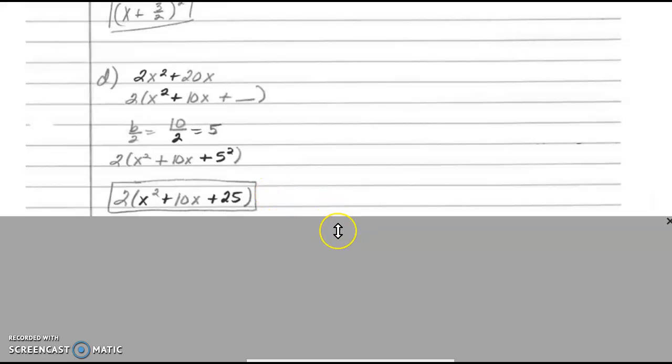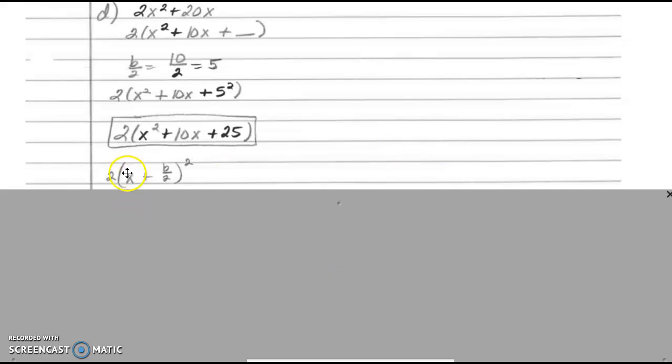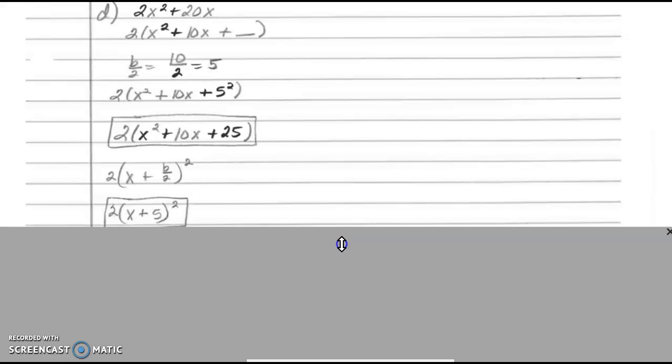And now the next thing is I'm going to rewrite that as a squared binomial. Remember, that means we're going to put x plus b over 2, that quantity squared. And up here, b over 2 we determined was 5, so that's just going to be x plus 5, that quantity squared. And don't forget the 2 that we factored out to begin with. And so we have completed the square for that special polynomial.